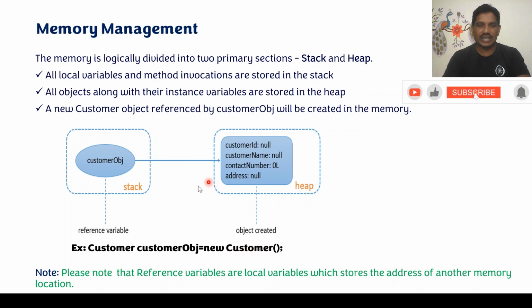An object has to be created by using the new keyword. Then look at the note. Reference variables are local variables which store the address of another memory location. We store the address of this object.